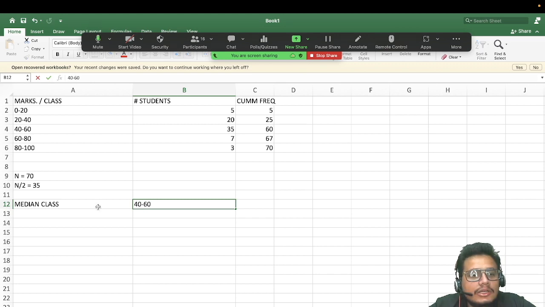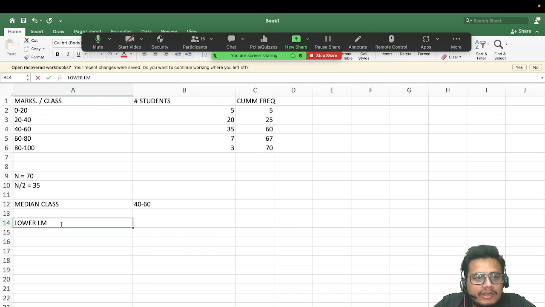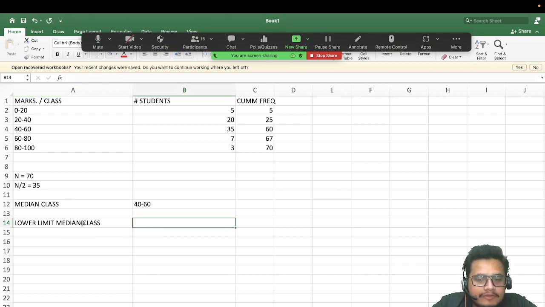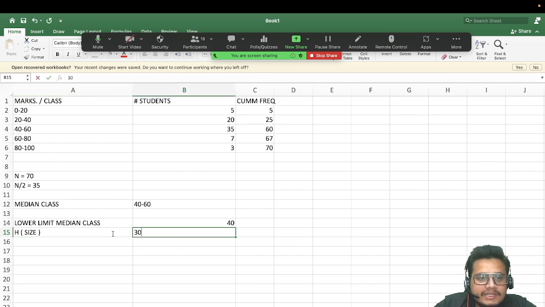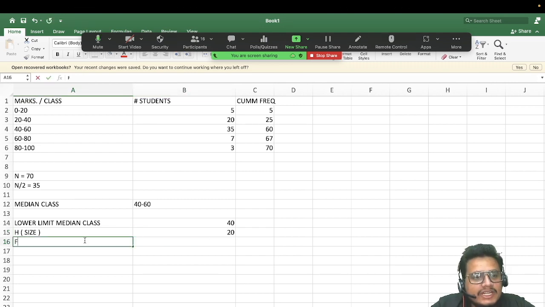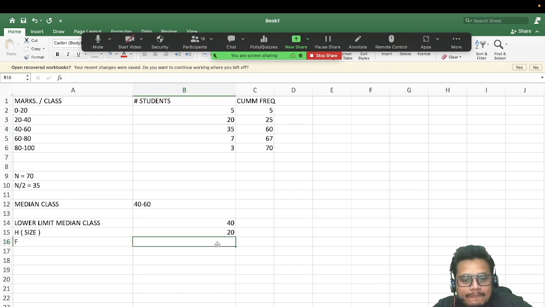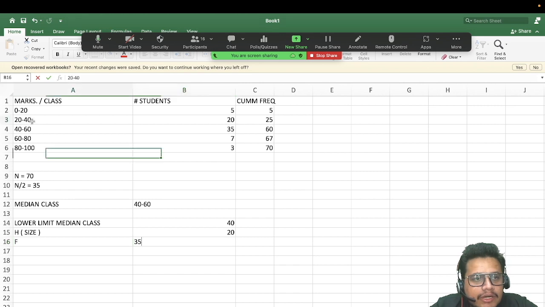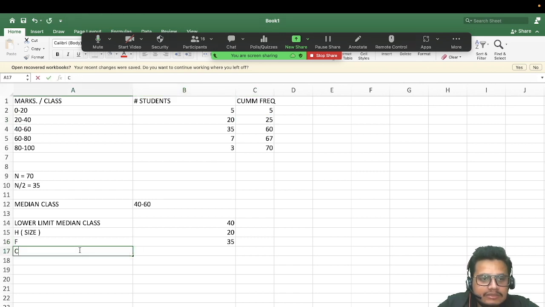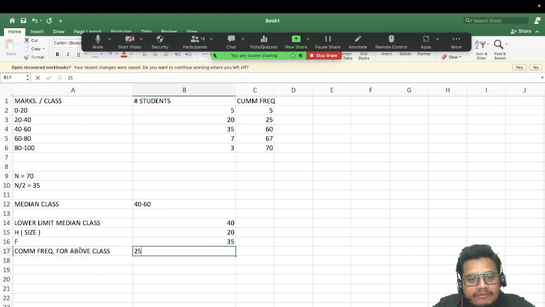Now we will find the lower limit of our median class, 40. Upper limit, इसका साइज क्या है? h को बोलते हैं हम लोग साइज. 20 साइज है, राइट? इसकी फ्रीक्वेंसी क्या है? फ्रीक्वेंसी 35 हो गई ना, नंबर ऑफ स्टूडेंट्स इन दिस क्लास 35. ठीक है, नाउ वी नीड टू फाइंड द कम्युलेटिव फ्रीक्वेंसी ऑफ अबव क्लास. 20 to 40 की कम्युलेटिव फ्रीक्वेंसी क्या है? Cumulative frequency of above class, that is our 25.